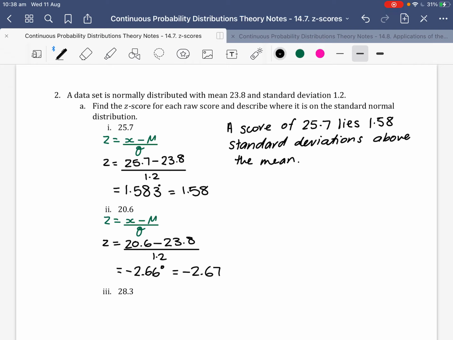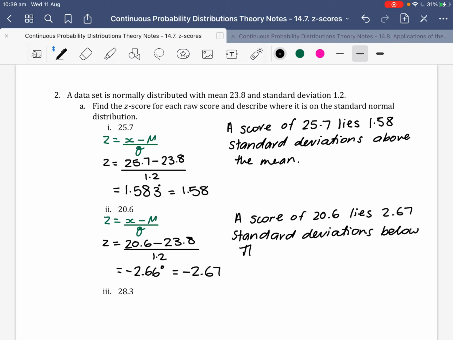And so what this means is that a score of 20.6 lies 2.67 standard deviations below the mean.